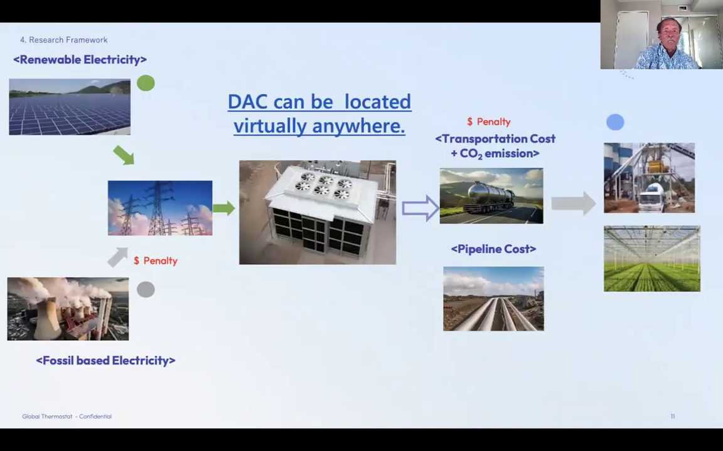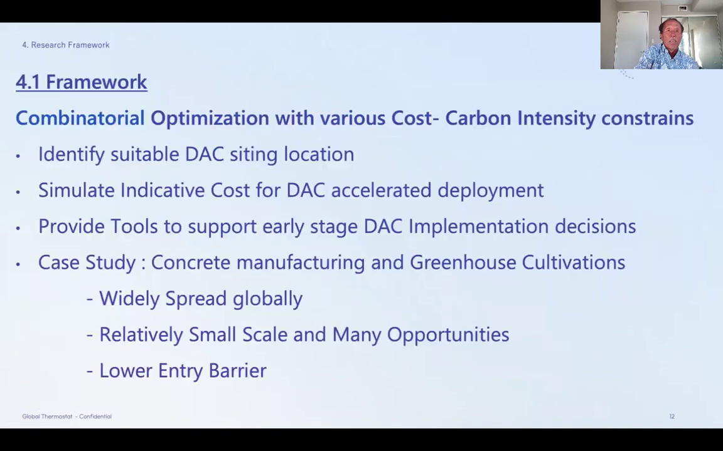Research framework. This is the high-level graphical image. To operate the DAC to capture the CO2 from the air, we need electricity. Once we capture the CO2, we need to transport it to the location where we are going to use or store it. These are all the players on the supply chain. My research framework is combinatorial optimization with various cost and carbon intensity constraints. With this consideration, we need to identify the suitable DAC siting location, simulate the cost, and provide tools for the decision makers.